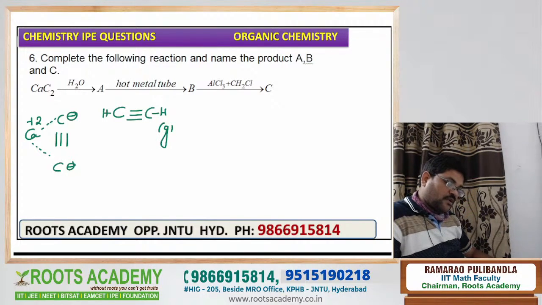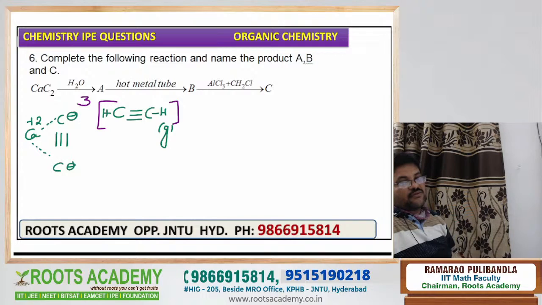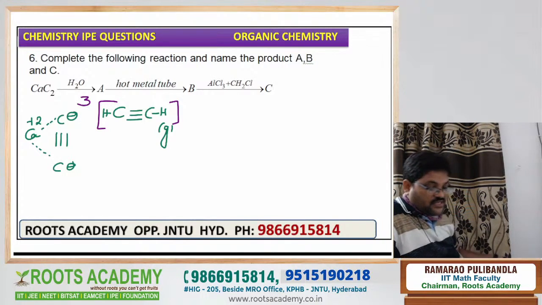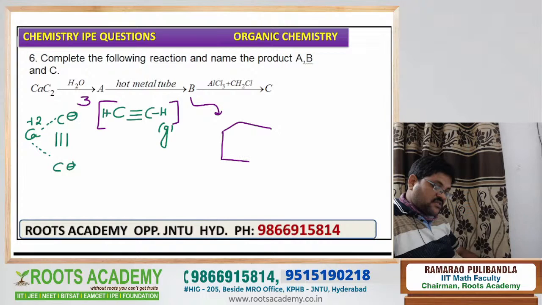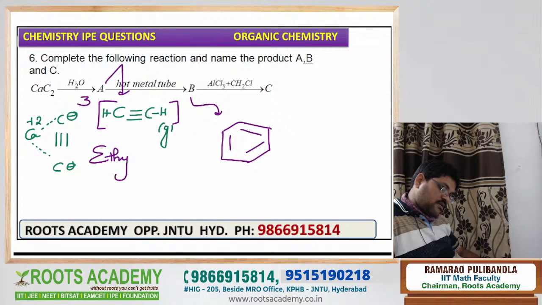Understood? Now this acetylene gas is passed through what? Red hot metal tube. Now 3 moles of acetylene gas are polymerized when passing through the red hot metal tube and form B. What is B forming? Benzene is forming. Understood? So A is what? A is acetylene gas, also called ethyne, and it forms benzene.